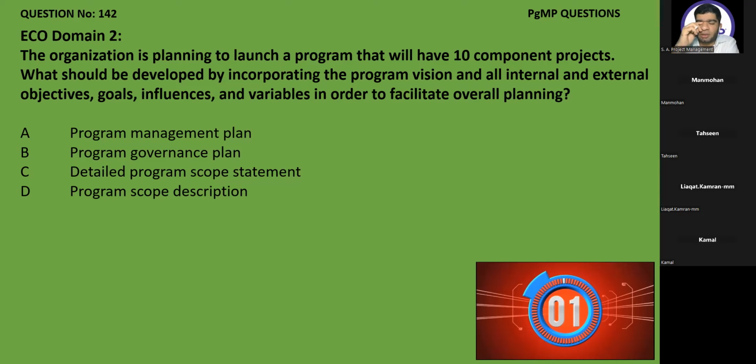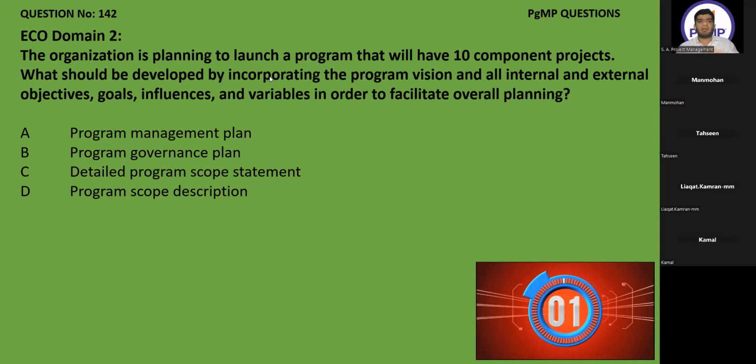Okay. Only one thing here to understand from the wording of the question. We are looking for some document. What should be developed in order to facilitate overall planning? It means I am going to start the planning activity now. So the program management plan we get at the end of the program planning phase, right? So I cannot use the program management plan here because I'm looking for some input document, not the output document of the planning subphase. Everybody understood what I wanted to say.